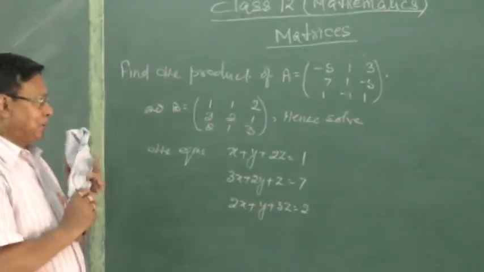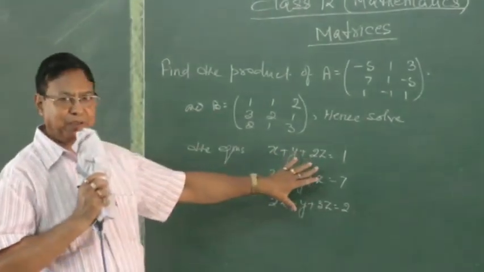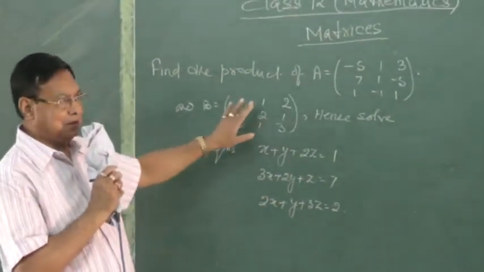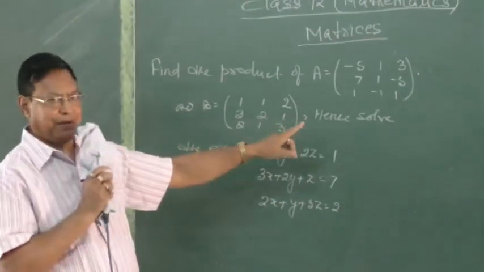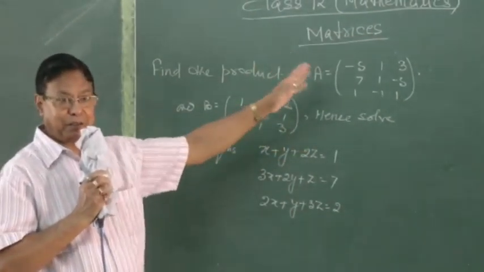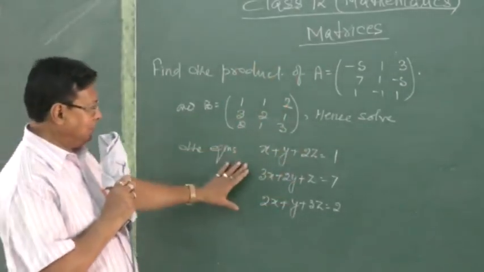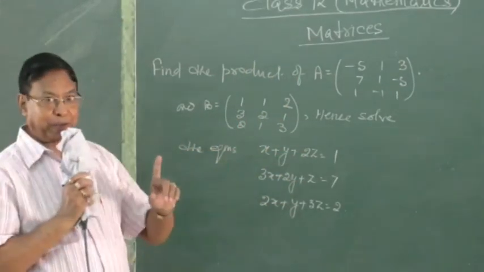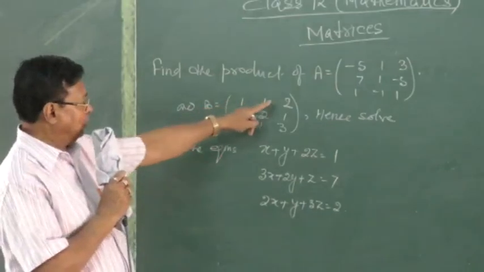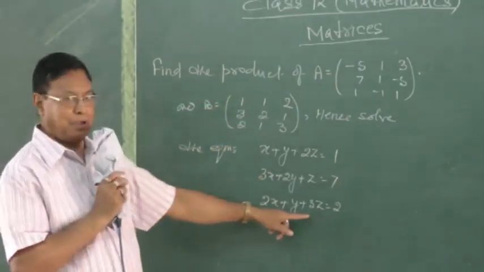Now look at the same sum. In the previous one, I simply wrote this, solve it. But now the question says, multiply this, and hence use that product result to solve this. Now if you look at this equation, and we find the matrix of the coefficients, it will be this: 1, 1, 2, 3, 2, 1, 2, 1, 3.